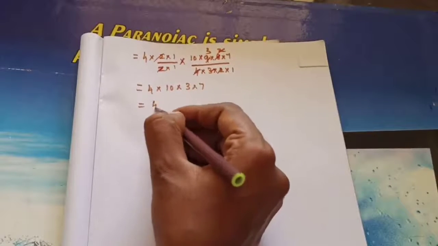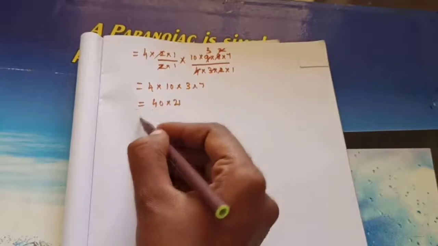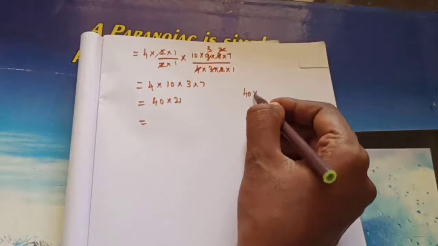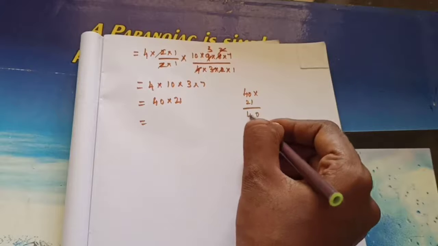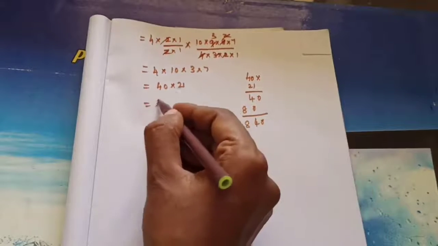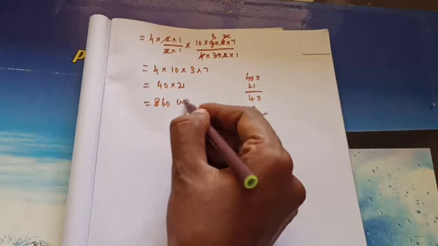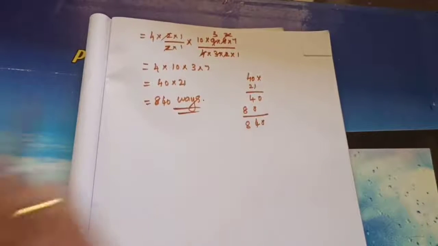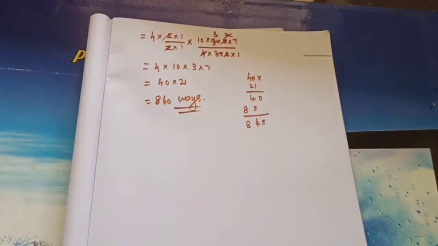So 4 into 10 is 40, into 21. How much will you get? 40 into 21 means 0, 4, 8, so 840. Got it? Okay.